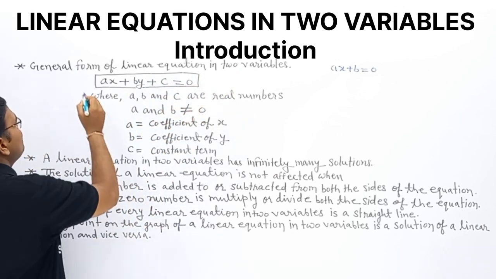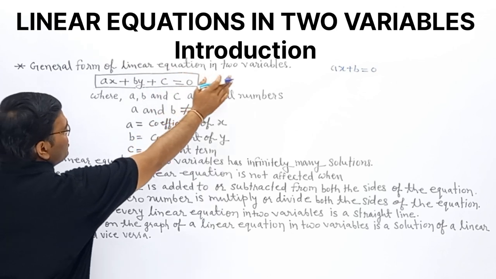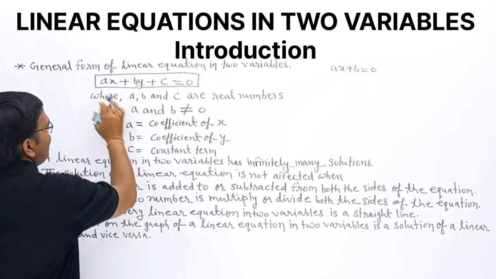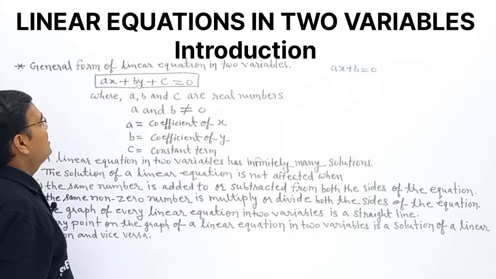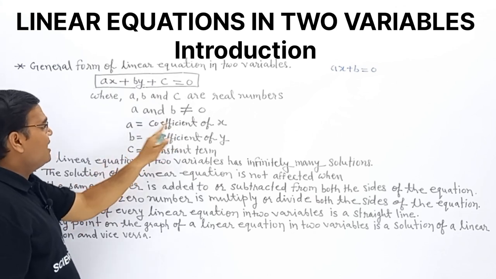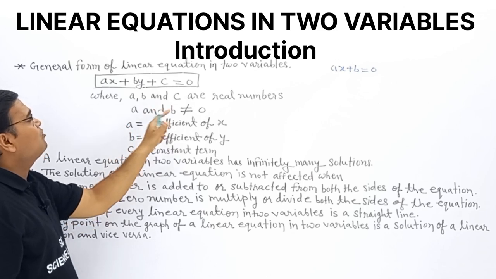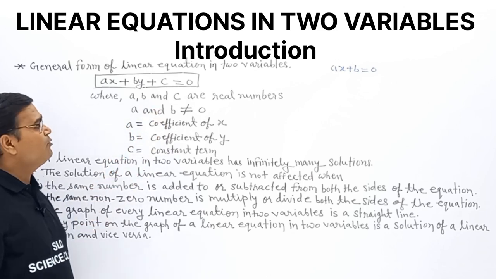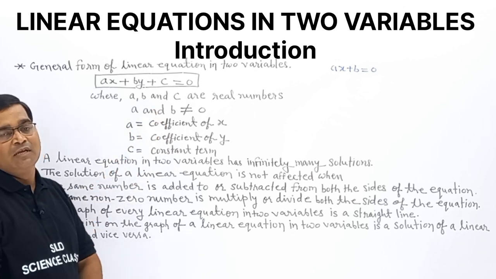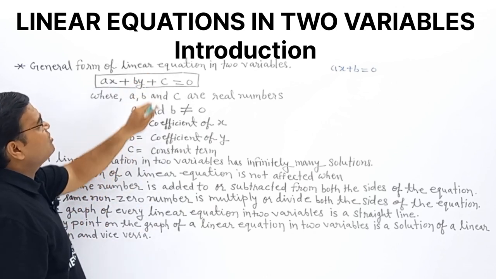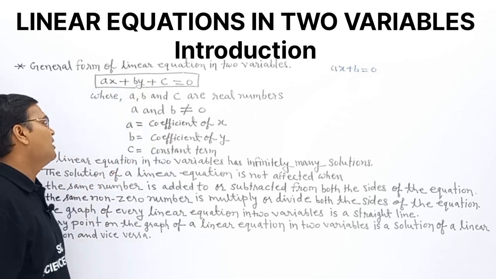So simple. First we should know the general form of a linear equation in two variables: ax plus by plus c equal to 0. a, b, c are real numbers. a is the coefficient of x, b is the coefficient of y, and c is the constant term, and a and b should not be equal to 0. Once they are 0, that equation is not a linear equation in two variables.